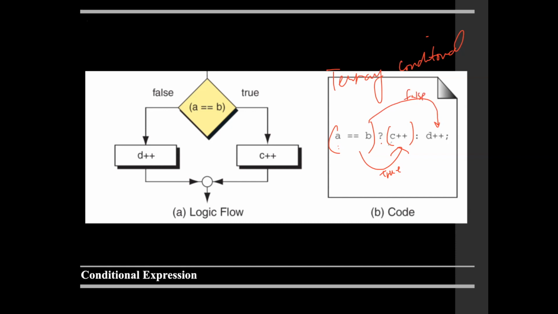Then D++. We know what C++ and D++ mean, assuming C and D are both integers. So you can increment the value of C by 1 or D by 1, depending on whether A is equal to B or not. So this is a conditional expression. It evaluates true or false: if false, this; if true, this. And then whatever the next line is is the convergence, which is here. This convergence is where your flow of control, or logical flow, goes according to this type of code.